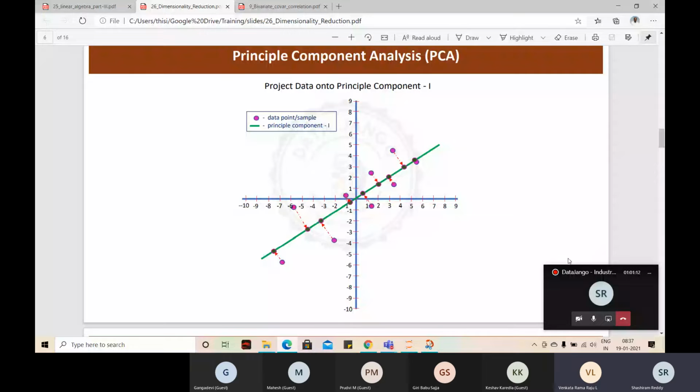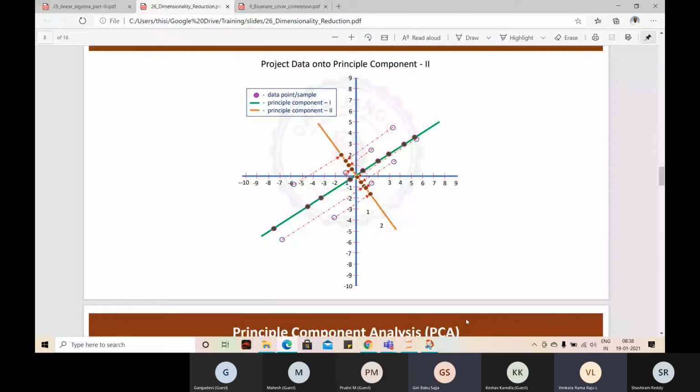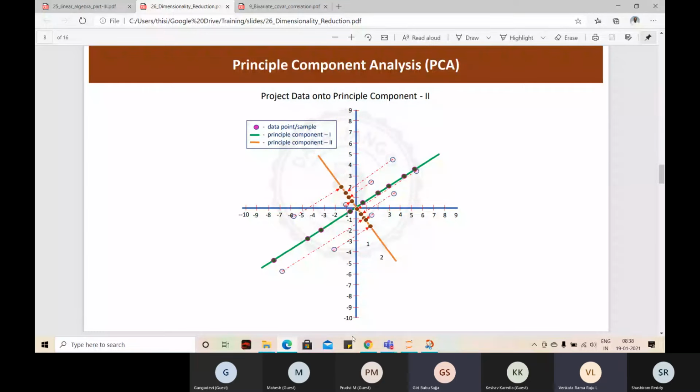This one and that one, right? And if you have 784, then there will be 784 planes. I cannot imagine how it's going to be. So that's like that, right? Got it? Can I move on?